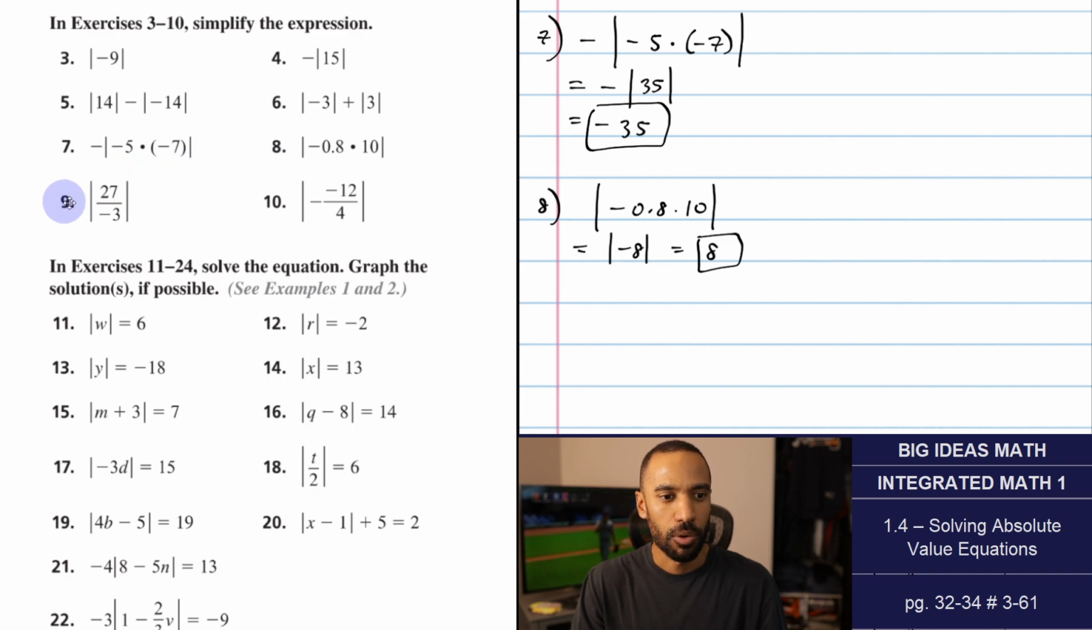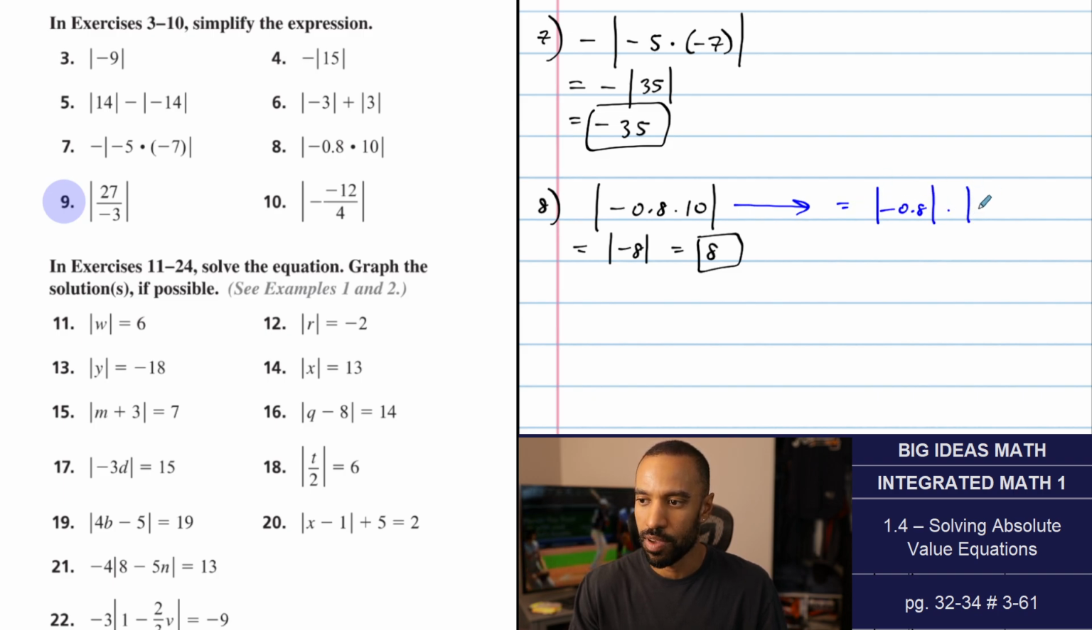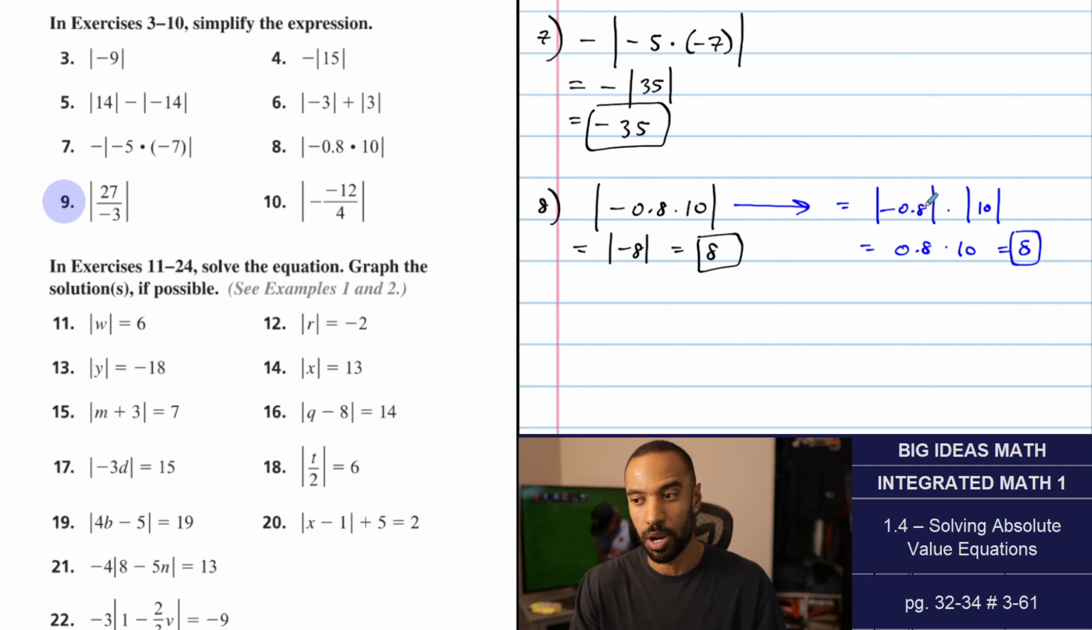Number 9, and by the way, all of these ones that they're showing here, we could also split up. Let me just show you this as well. This means very little to us right now, but this is also the absolute value of negative 0.8 times the absolute value of 10. We can split it up into their own separate absolute values, which means it is still 0.8 times 10. We should still get that answer regardless of whether we split it up into 2 absolute values as a product or 2 absolute values as a quotient, which is what I wanted to bring up here.